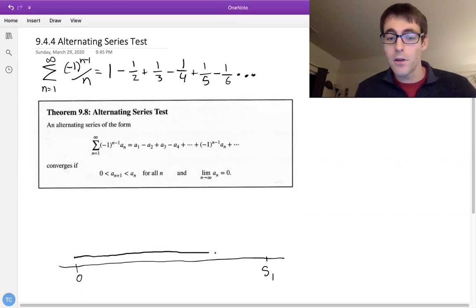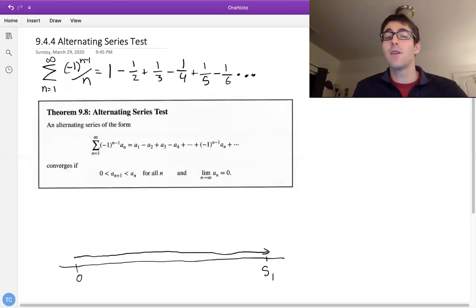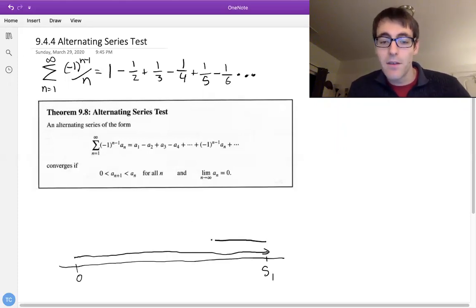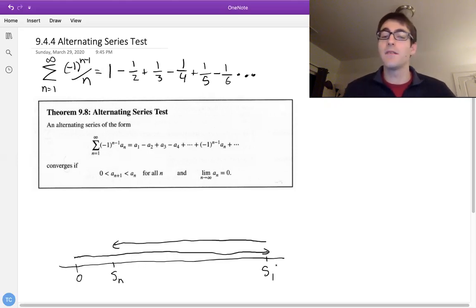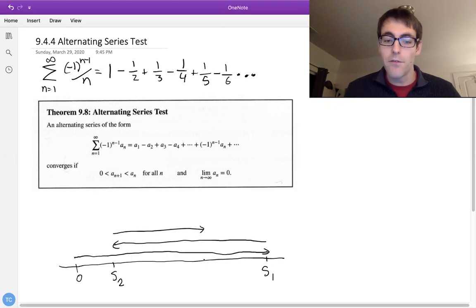So if our first term takes us all the way up to S1, because this is alternating, our second term has to be negative, and it's going to take us back somewhere. And then S2, remember that these are our partial sums. S1 is just the first term. S2 is the sum of the first two terms. S3 is the sum of the first 3 terms, etc.